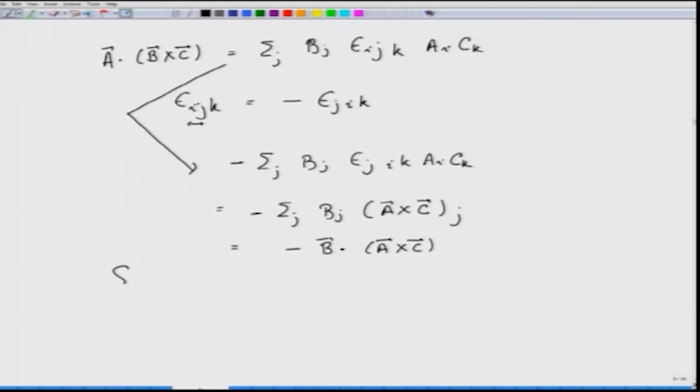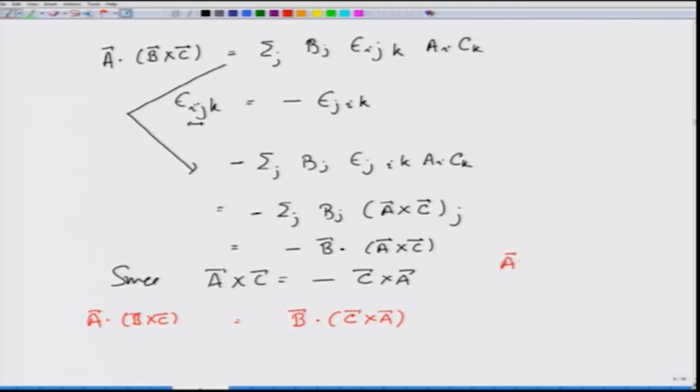Now, since A cross C is equal to minus C cross A, I can equally well write this as equal to plus B dot C cross A. So, that is the answer. A dot B cross C is the same as B dot C cross A. It goes in the cyclic manner, right.